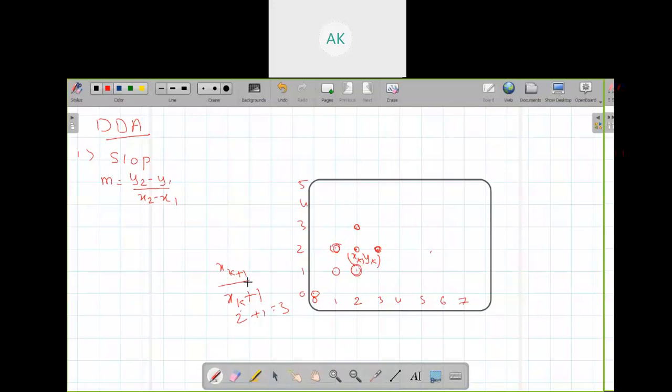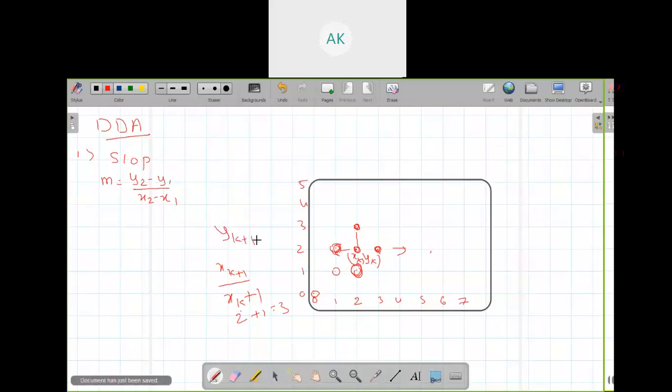So subscript k plus 1 means we are talking about the next point, and xk plus 1 simply means moving in the forward direction. xk minus 1 means this point. This is also xk because the value is 2. This is xk plus 1, xk subscript plus 1, xk minus 1. Okay, is it clear?